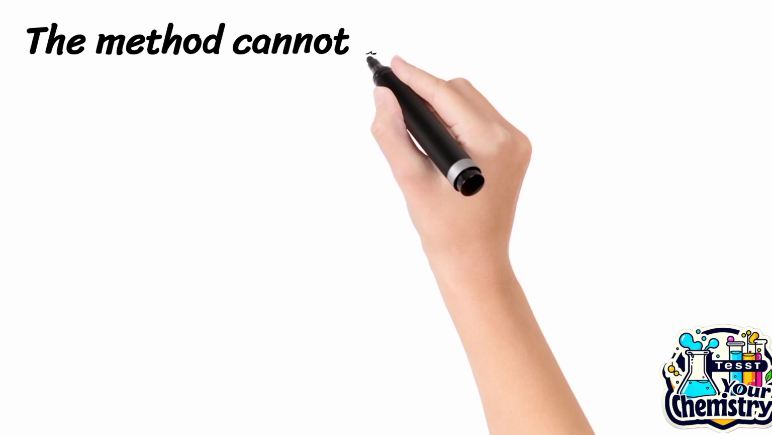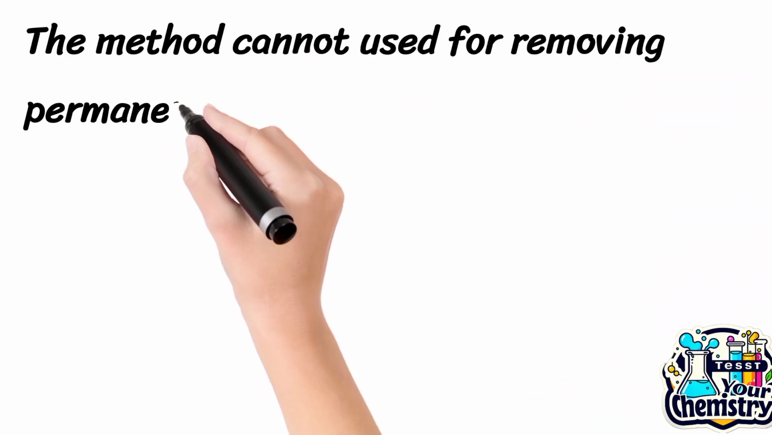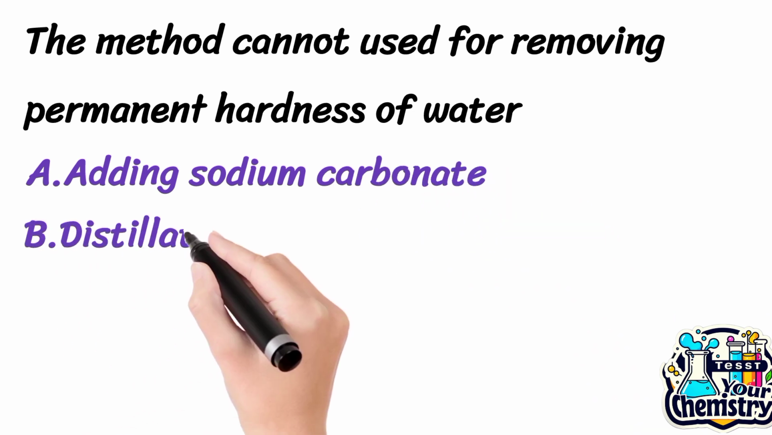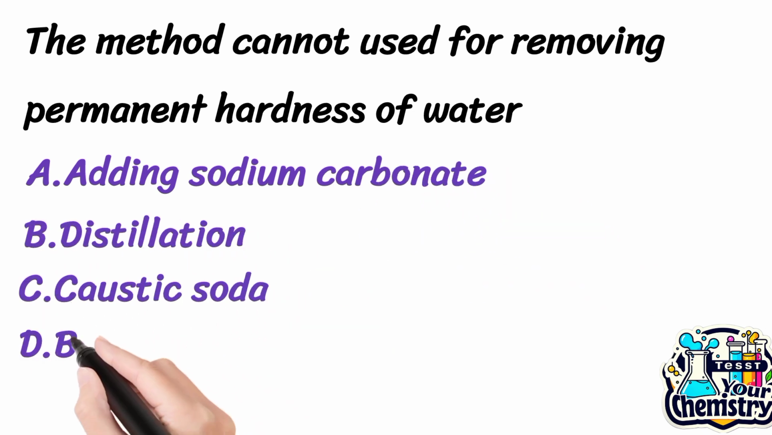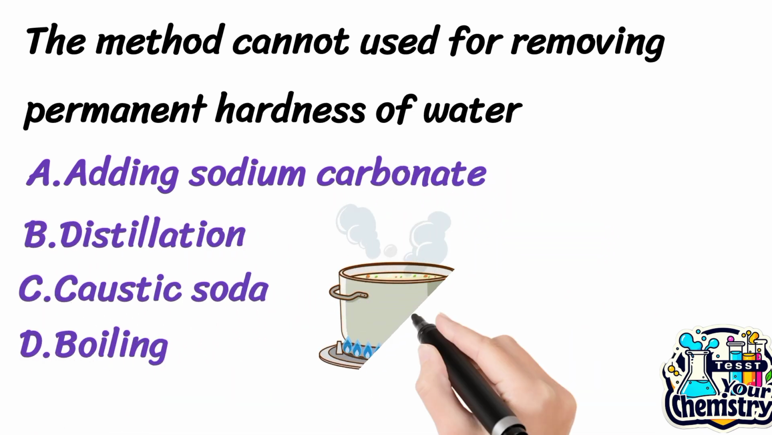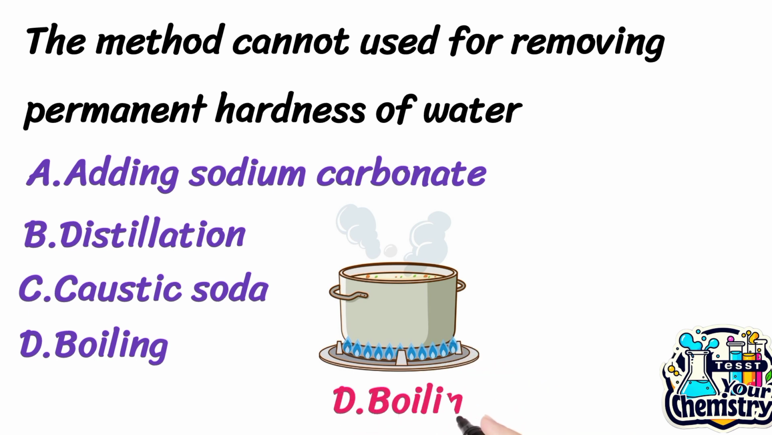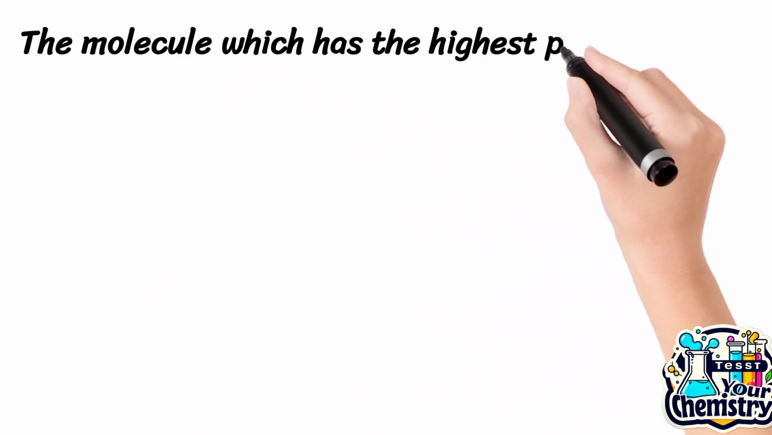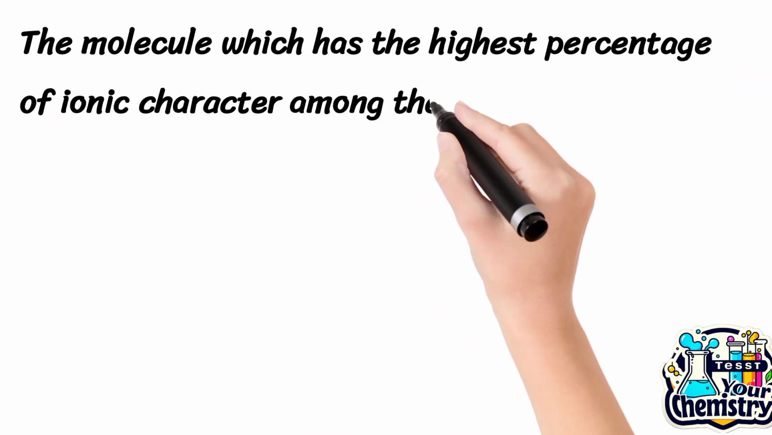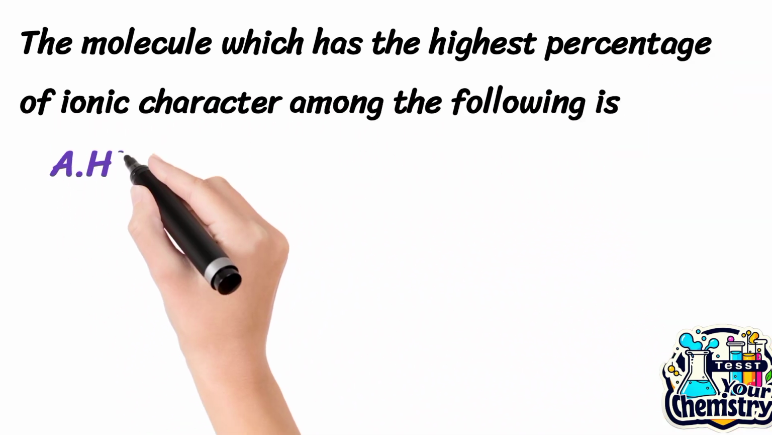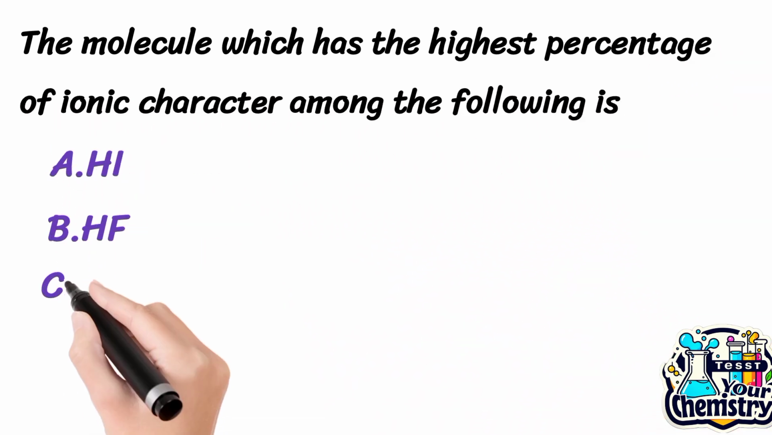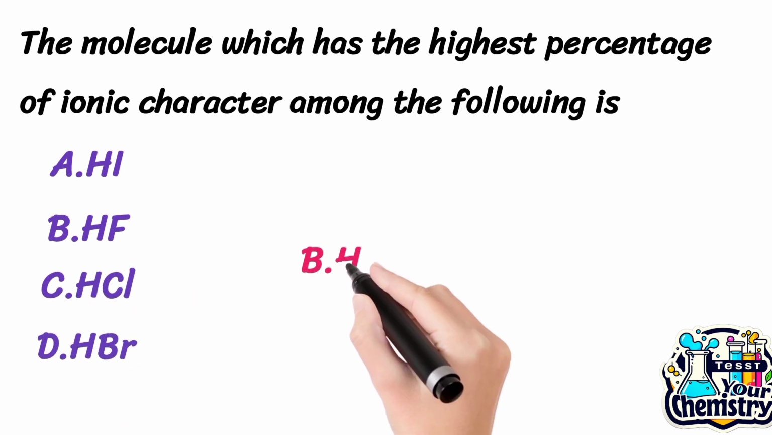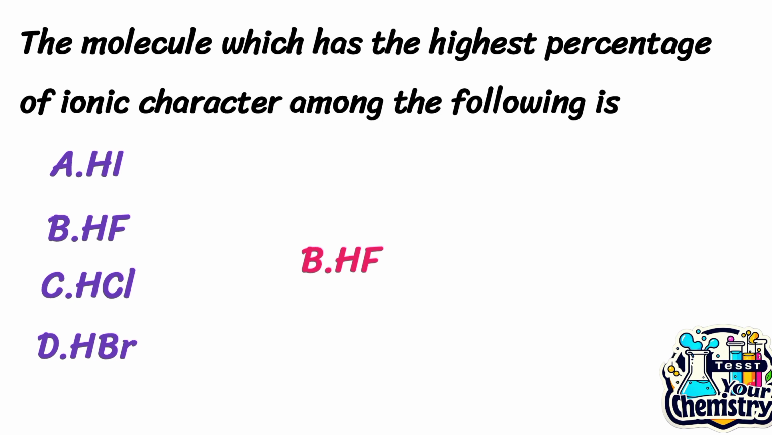The method that cannot be used for removing permanent hardness of water is adding sodium carbonate, distillation, adding caustic soda, boiling. Option D is correct, boiling. The molecule which has the highest percentage of ionic character among the following is hydrogen iodide, hydrogen fluoride, hydrogen chloride, hydrogen bromide. Option B is correct, hydrogen fluoride.